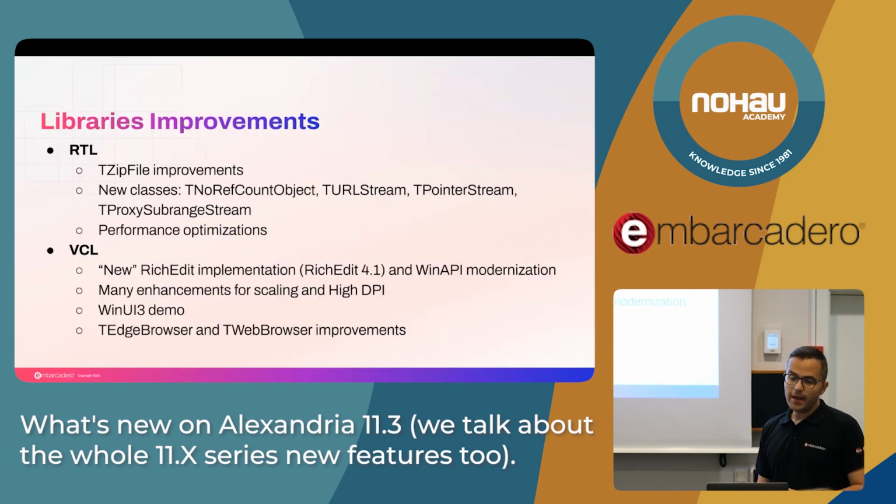Libraries improvement and the runtime libraries. Well, I'm not going to go through every single one, but some improvements with a tzip file and also a few new classes when it comes to URLs and pointer streams. And on the VCL side, we have the new rich edit implementation, which we call rich edit 4.1. And it's because the Win API offers some new features, as you can probably know. Our components link straight away to the Windows API.